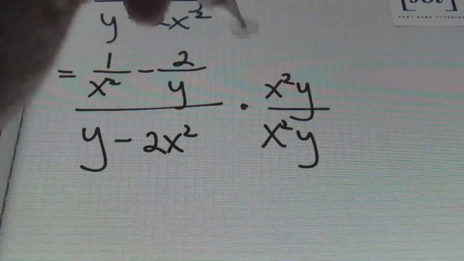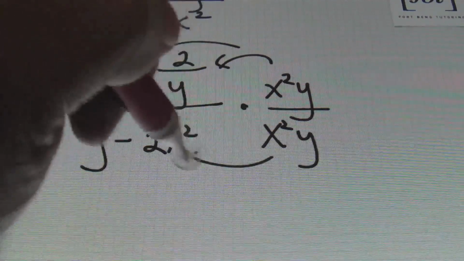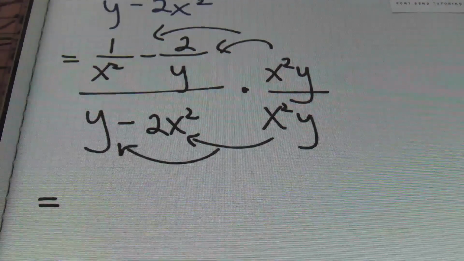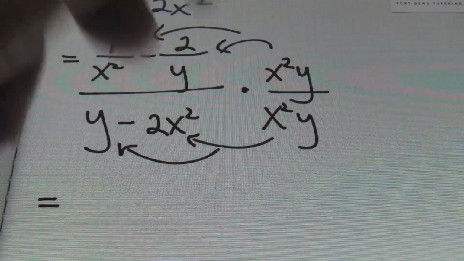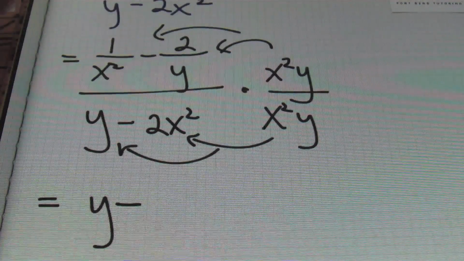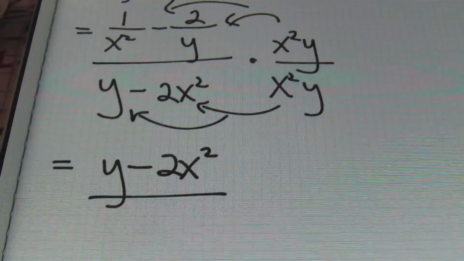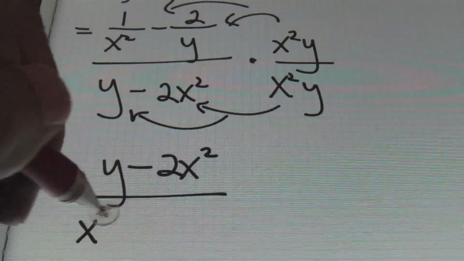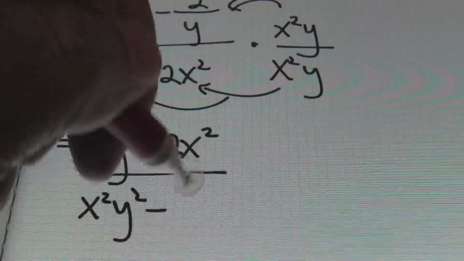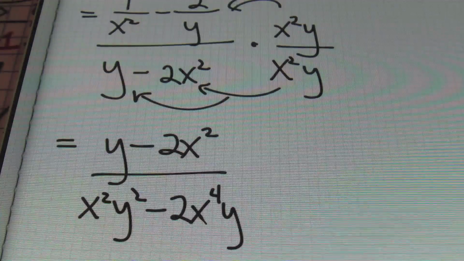So let's see what happens here. I'm going to distribute this to the numerator, as well as both terms in the denominator. Notice I got my arrows popping. What happens in the numerator is the x squareds will cancel out to leave me with just y, minus 2 over y times x squared y, the y's will cancel out to leave me with 2x squared. Now in the denominator, I have y times x squared y. That gives me x squared y squared, minus 2x squared times x squared y gives me 2x to the 4th power y.